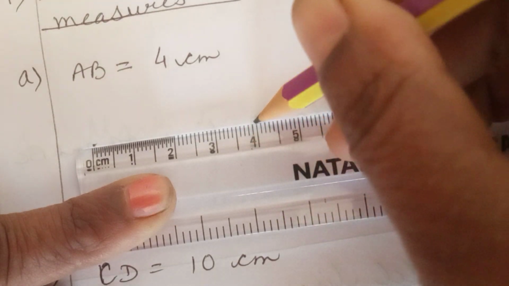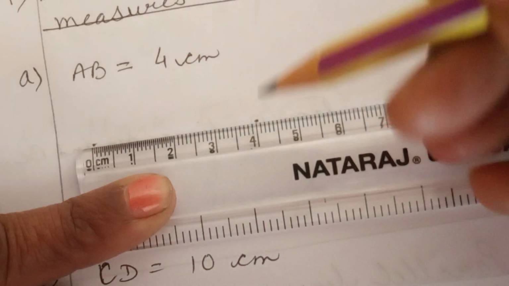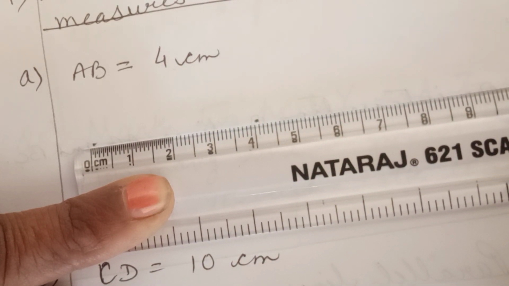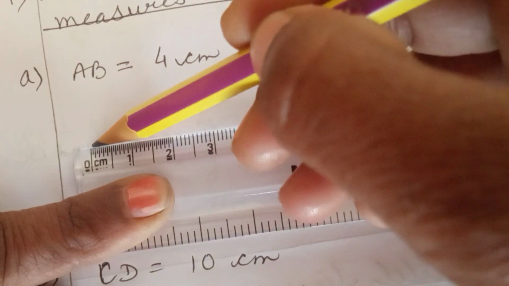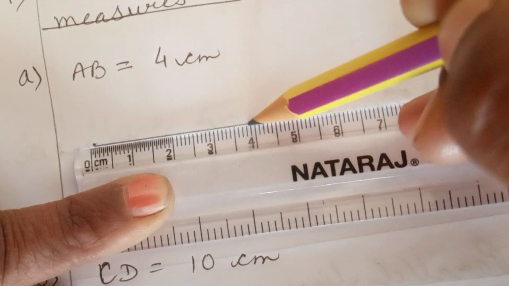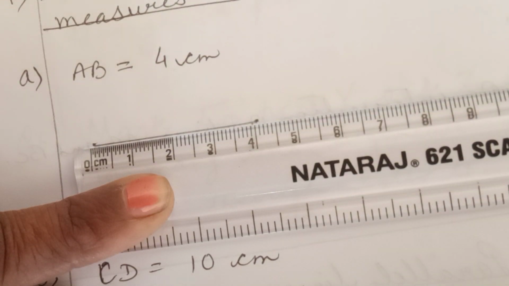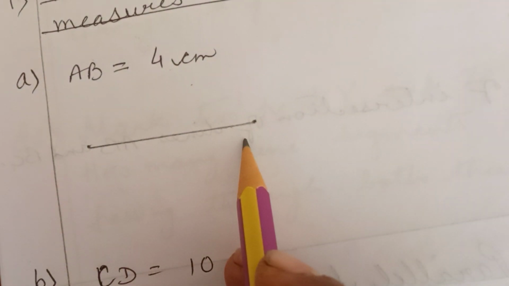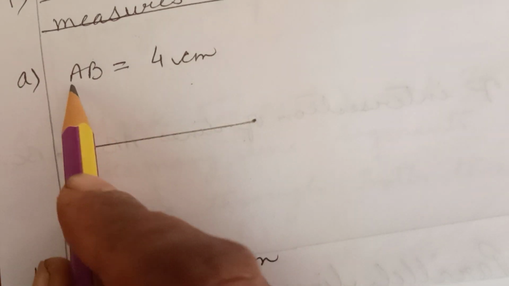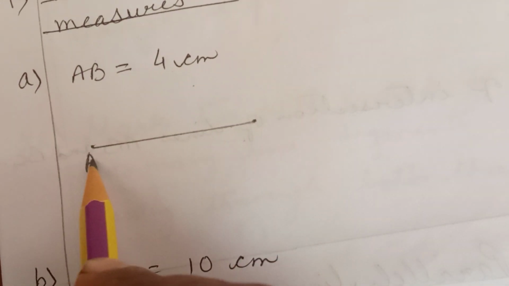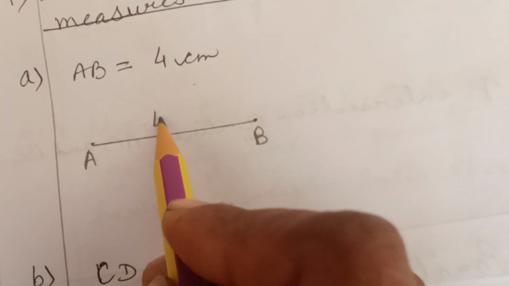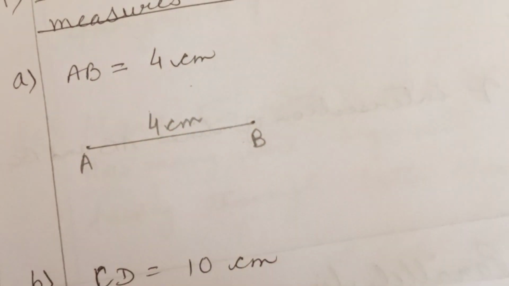Draw a point. Now you have to join these points children. But you have to hold the scale properly. Don't move your scale children. And now you join these two points. So this line is of 4 centimeter. I hope you are getting it. And you have to name it AB. So starting point name A. Ending point name B. It's of 4 centimeter. So write here length 4 centimeter.